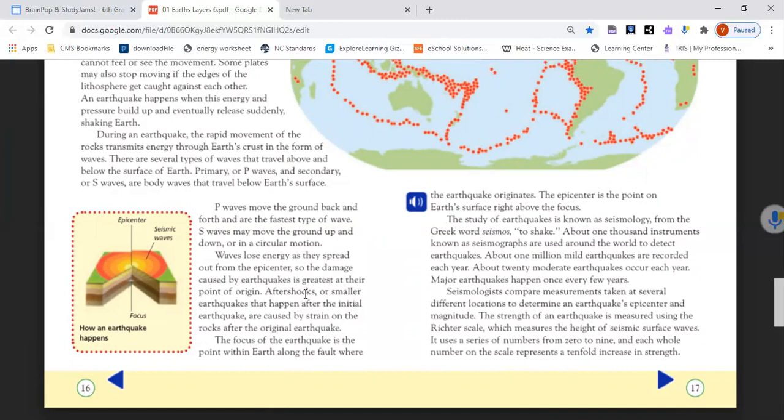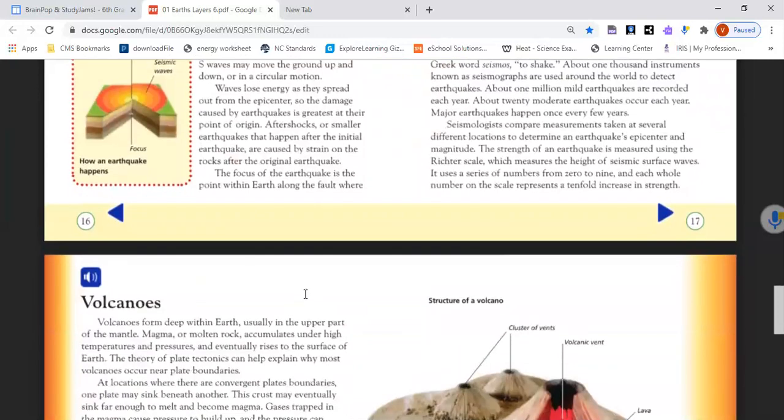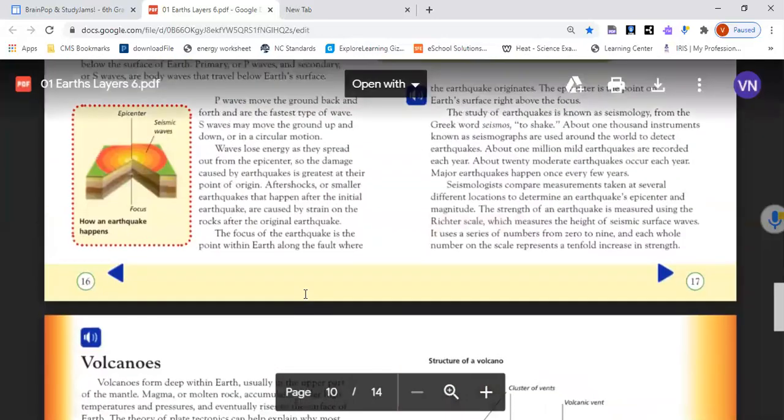Richter scale. The strength of the earthquake is measured using the Richter scale, which measures the height of seismic surface waves. It uses a series of numbers from 0 to 9, and each whole number on the scale represents a 10-fold increase in strength. When you learn in depth about the Richter scale, you'll come to know how to identify how intense it is. Okay, that is all about the earthquake.